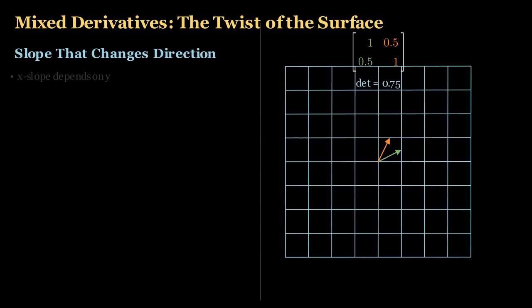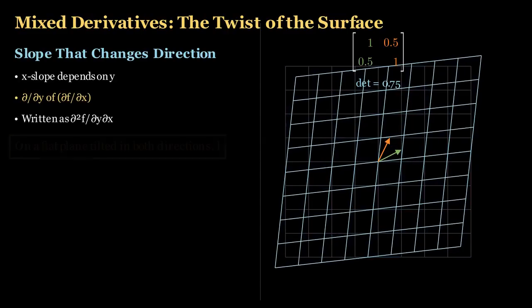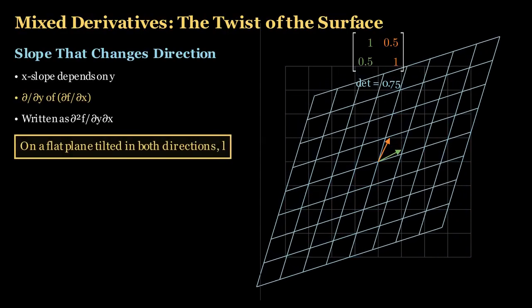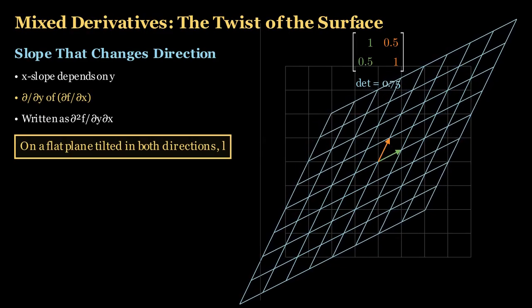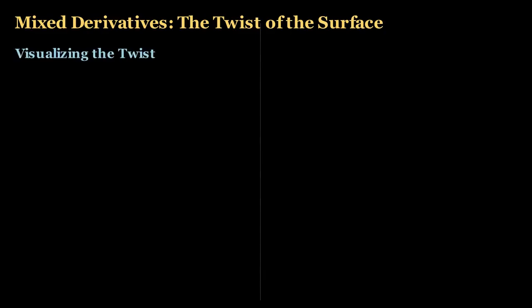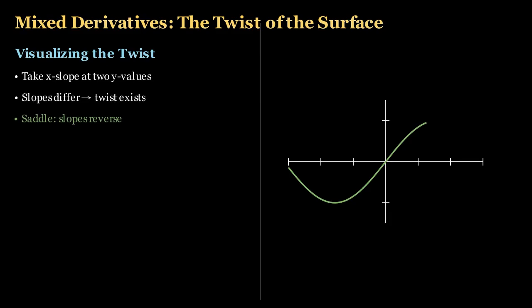We just measured curvature along each axis. But what if the x-slope itself changes as we step in the y direction? That's a mixed derivative, the twist of the surface. Imagine slicing the surface at y equals 0 to get the x-slope, then at y equals 1. If those tangent lines have different steepness, the surface is twisting.